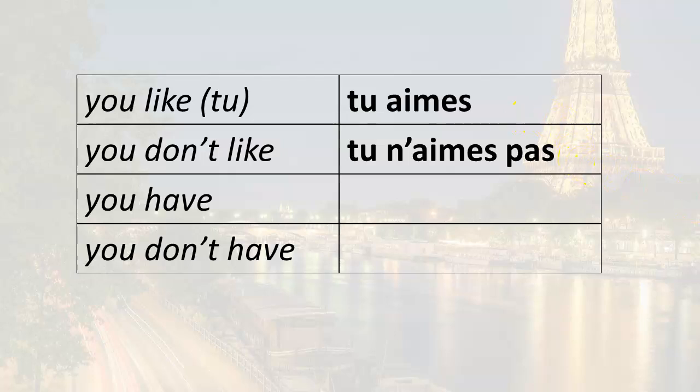You have. Tu as. Again, it's a vowel, so tu n'as pas, you don't have. Tu as, you have, you don't have, tu n'as pas.